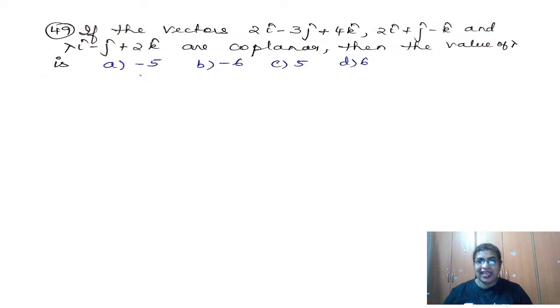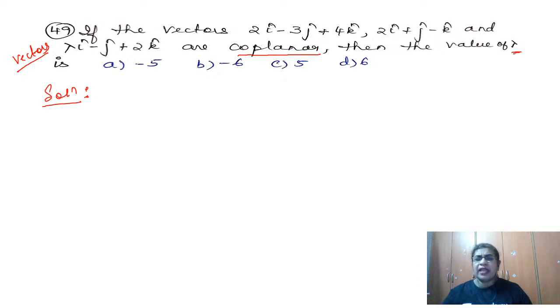Question number 49. So, what is it here? Again, vectors. If the vectors they have given us, 2i cap minus 3j cap plus 4k cap, 2i cap plus j cap minus k cap, and lambda i cap minus j cap plus 2k cap are coplanar, then what is the value of lambda?